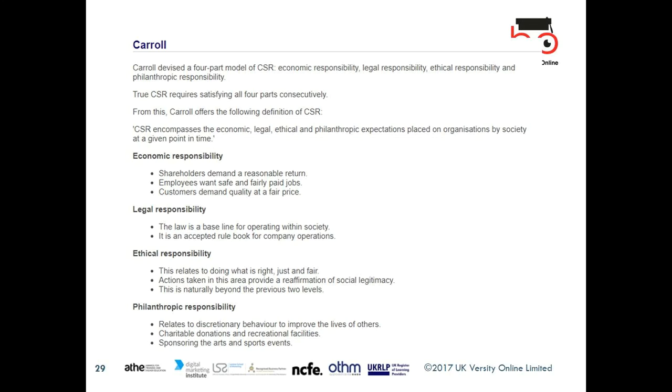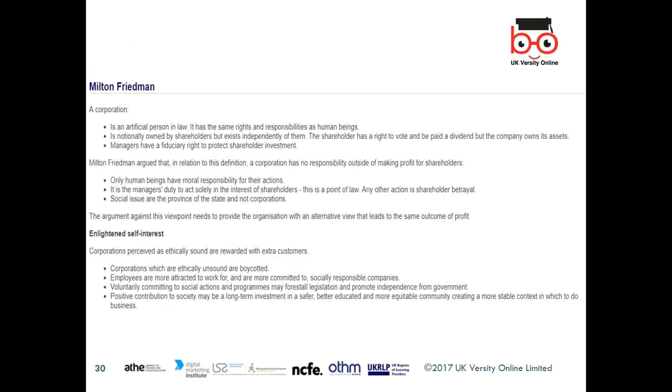Ethical responsibility relates to doing what is right and wrong, just and fair, and the actions taken, which provide the social legitimacy we need to look around. Philosophical responsibility is related to discretionary behaviors to improve the lives of others, such as charitable activity and donations. That comes under the topic of responsibility as an organization.